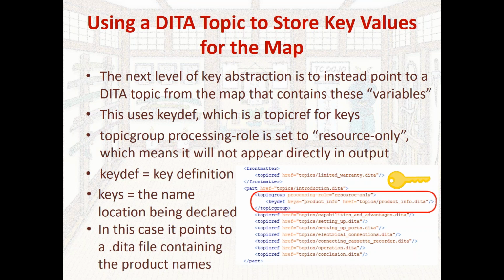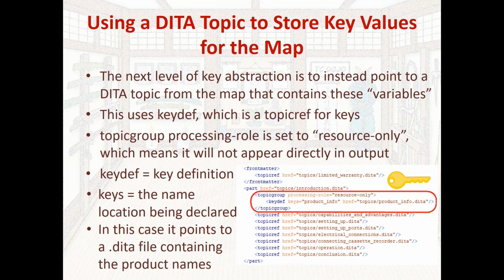So in this case, what you're seeing in the code is that it points to a DITA file containing all of the product names, which in this case is called product_info.dita. And by the way, notice the line that says topic group, where it says processing role resource only. What's going on there is that the content that appears in that topic is not going to appear directly in the output. You're not going to have a page that has all of that content simply appearing within the document as a standalone thing.